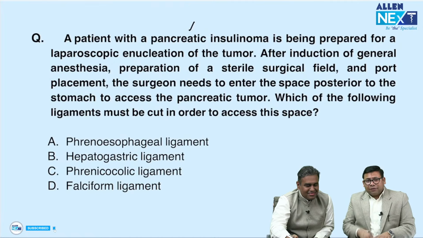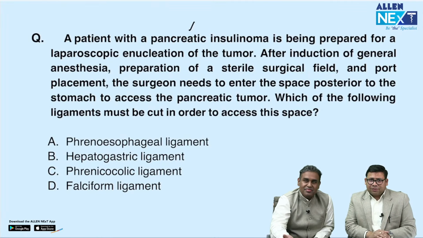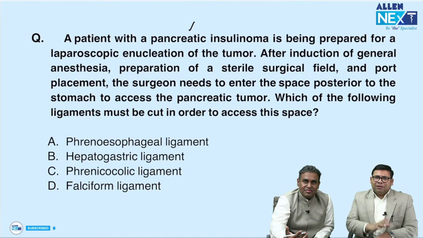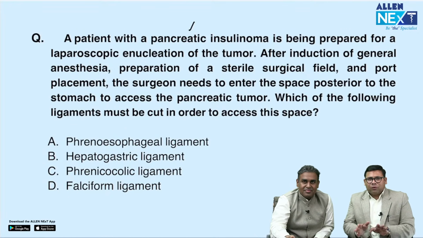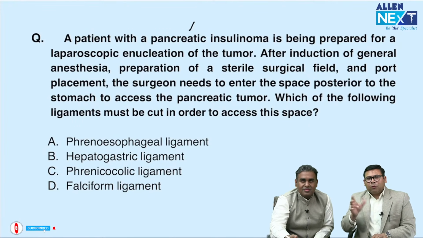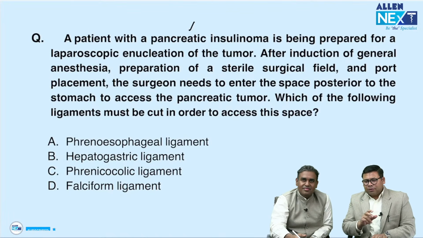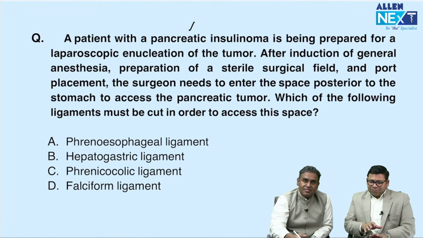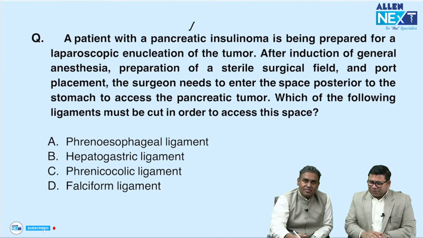You need to understand where the pancreas is. It is behind the stomach, so you need to enter. And the question is very easy. You have two windows here. Either you can go from the splenic side or you can enter from the liver side. These are the two windows that are explainable here. Obviously, phrenoesophageal ligament is not important here. It is important if we do fundoplication surgeries, hiatal hernia surgeries, and then the falciform ligament has no use here. So try to understand, it's a very easy question.